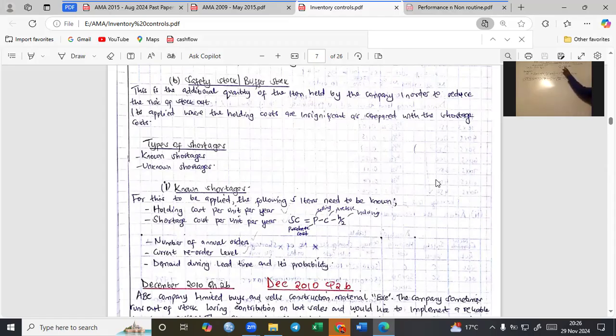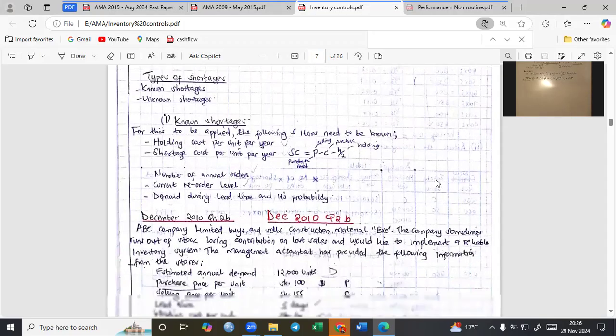So you add an extra safety stock from your holding stock, from your Q/2. Remember, Q/2 is your holding stock. From your Q/2 holding stock, you add the safety stock, the extra. It's applied where the holding cost is less or is insignificant, or where the holding cost is small. So this method is applied where the holding cost is insignificant as compared to the shortage cost.